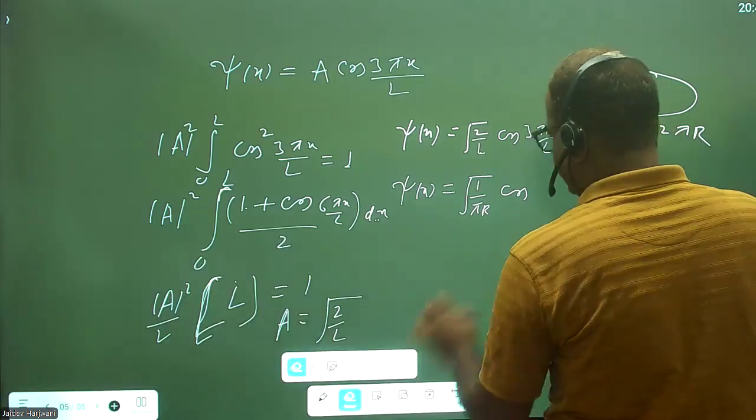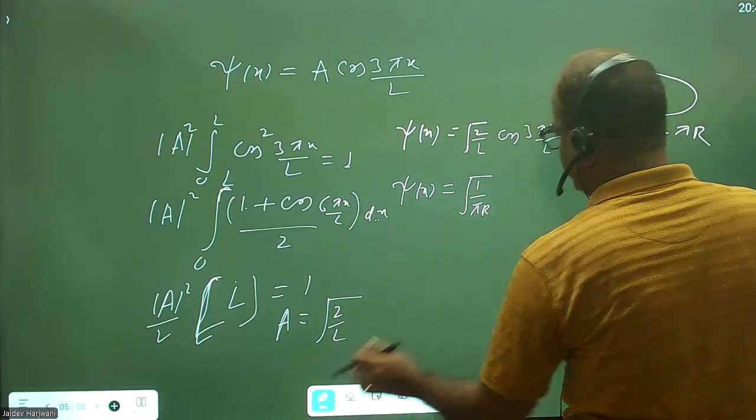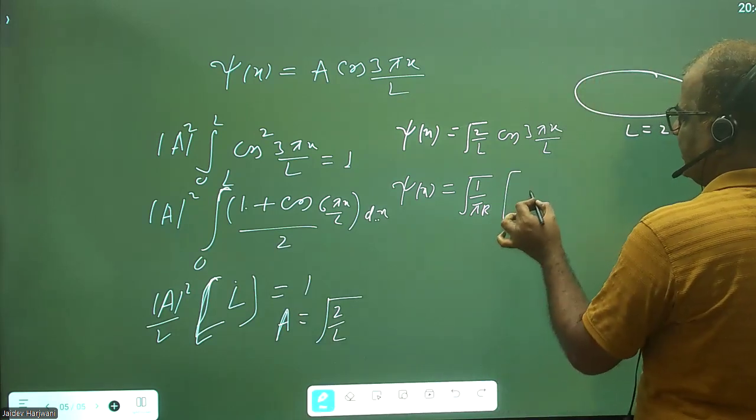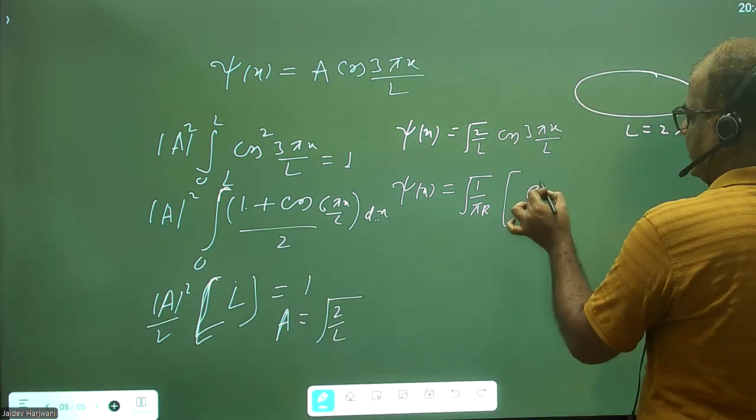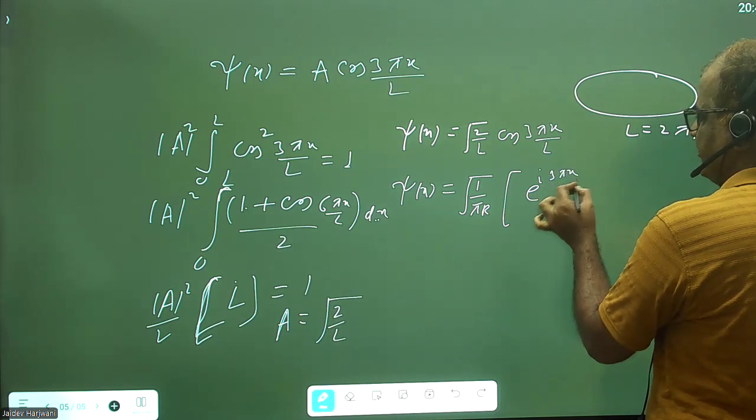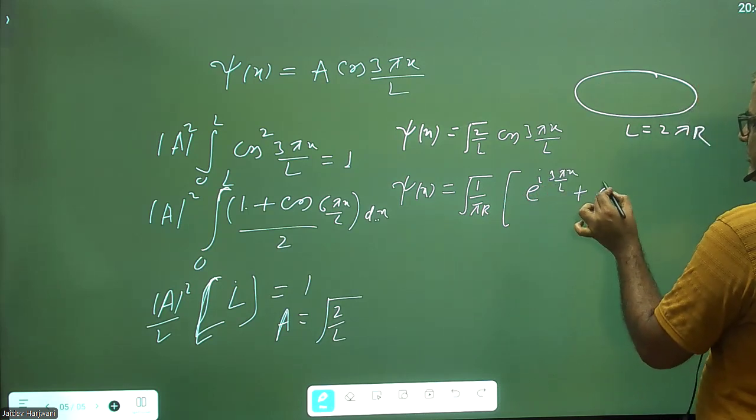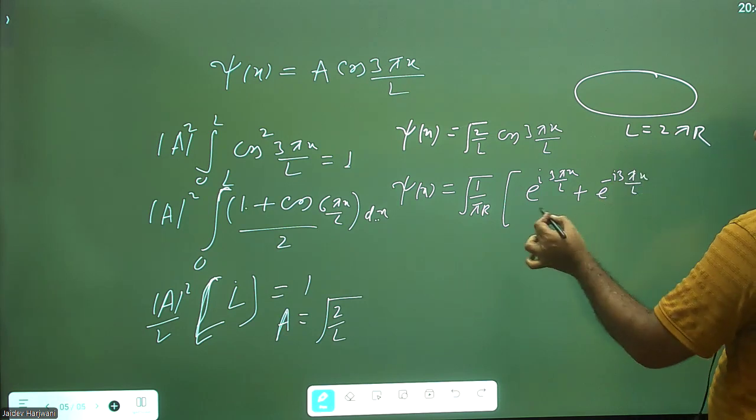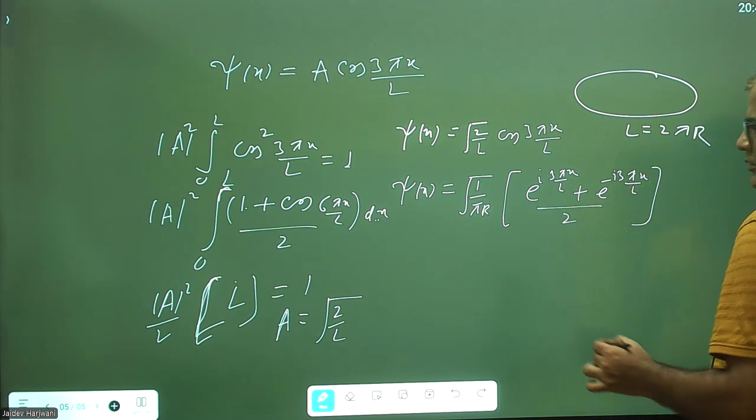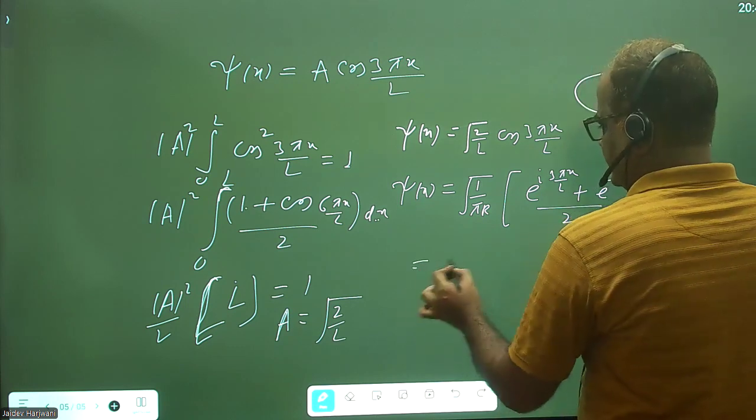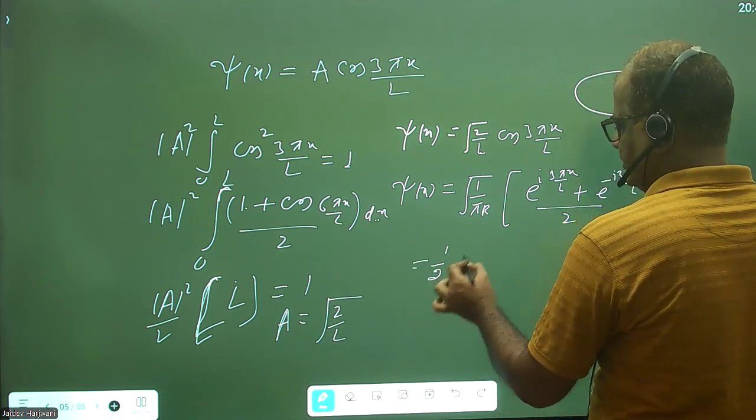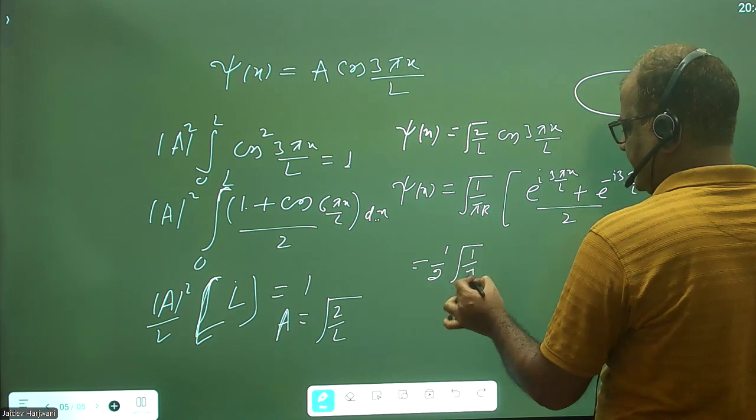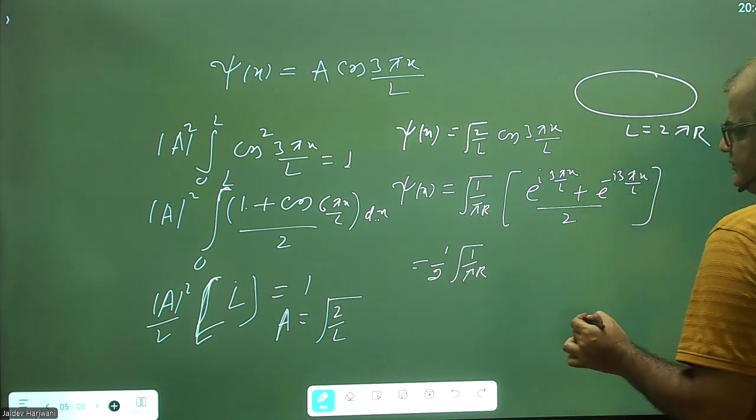Because I want to bring it in exponential form, cos I can write as e^(iota 3πx/L) plus e^(minus iota 3πx/L), divided by 2. So this becomes 1 upon √(πr).